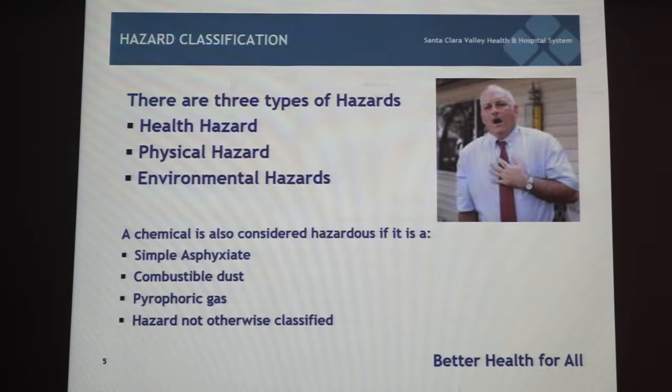There are three types of hazards: health hazard, physical hazard, and environmental hazard. Additional hazards are simple asphyxiate, combustible dust, pyrophoric gas, and hazards not otherwise classified.